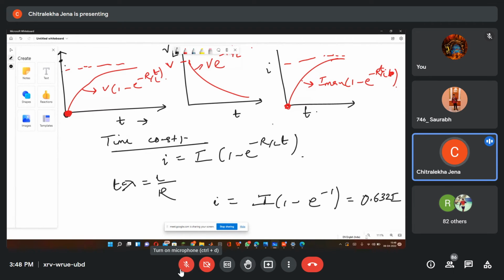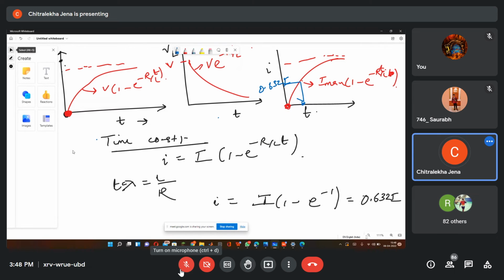So now here I will show you which one is the time constant. It is here, and it will be equal to 0.632 into I. Okay. So how will you define time constant, tell me?